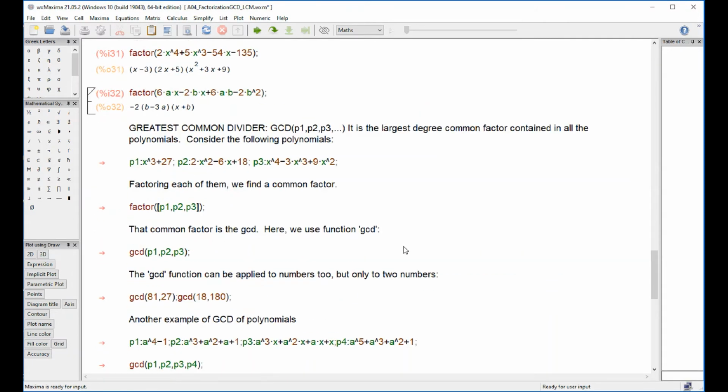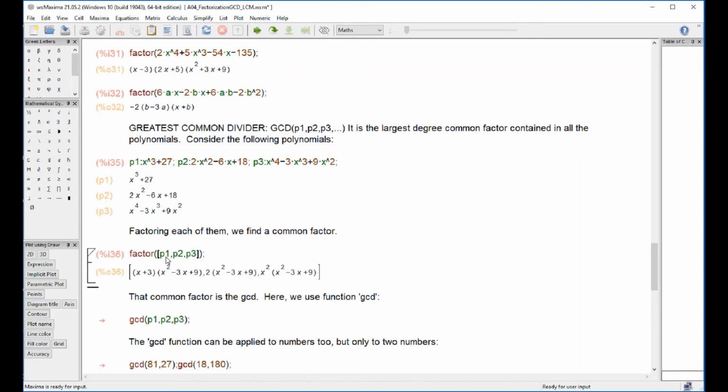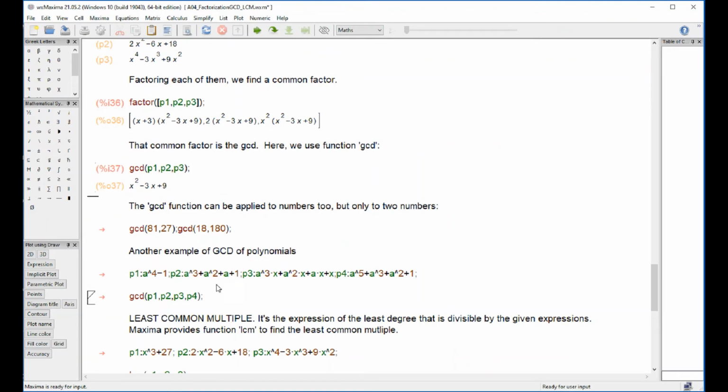Right. Now, what if we want to find the greatest common divisor of 2 or 3 polynomials? Let's define these polynomials right here, P1, P2, P3, and let's factor them by using factor and a list. And we can see there that there is this factor x squared minus 3x plus 9 in all of them. So that common factor could be the greatest common divisor. If you do shift enter here with the function GCD, we find indeed that that is the greatest common divisor.